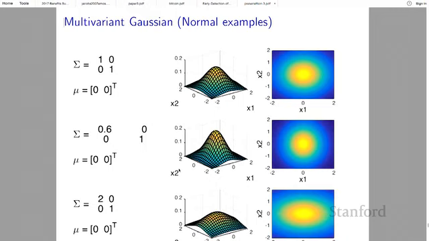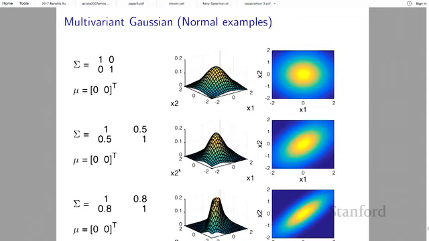In this example, it is not necessary that the variances of x1 and x2 are the same. They can be different. For example, in the second case, the variance of x1 is 0.6, and the variance of the other one is 1. That's why in the 2D image, you see that it is expanded in one direction, but fixed in another direction. So looking at the 2D or 3D image, you can see which one has the higher variance compared to the other one.